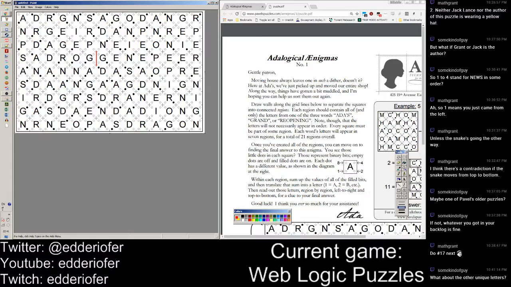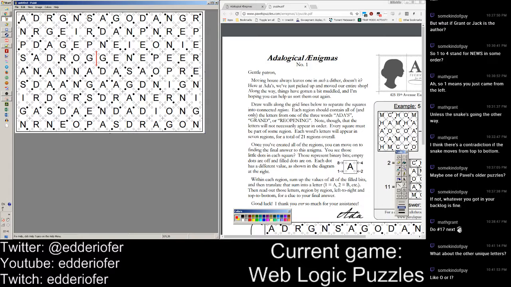What about the other unique letters? E, O, and I. Yeah, I suppose that is somewhere I could start. So, let's see. That I needs to be... S. That's where we're supposed to start, isn't it? Yes. That's where we start. Okay.